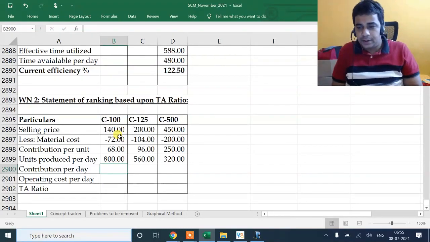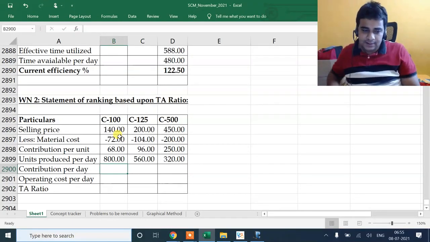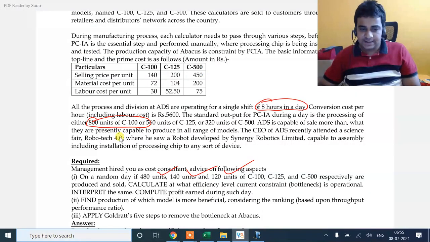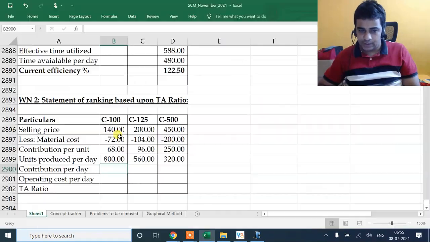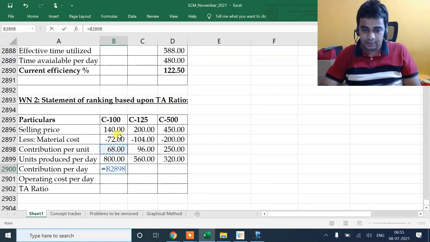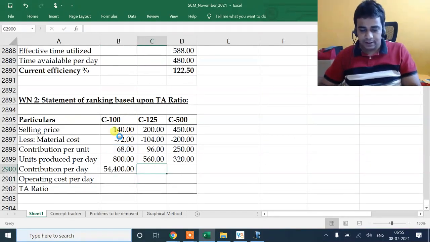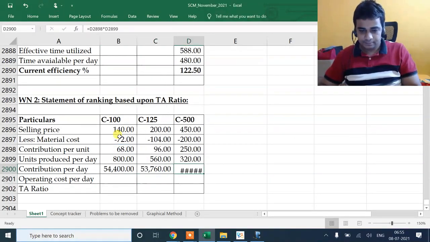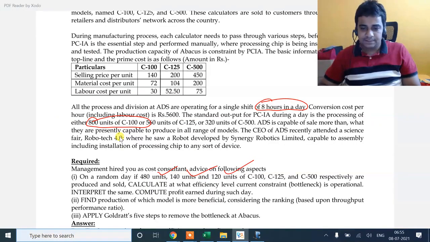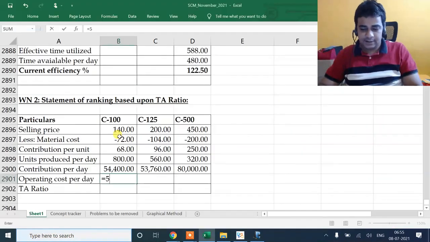Your contribution per unit is selling price minus material cost. Units produced per day is given in the question, not random day data. That's not what you need to take into consideration. In a day you can produce 800, 560 or 320. So this is contribution per day. And your operating cost per day is 5600 into 8.